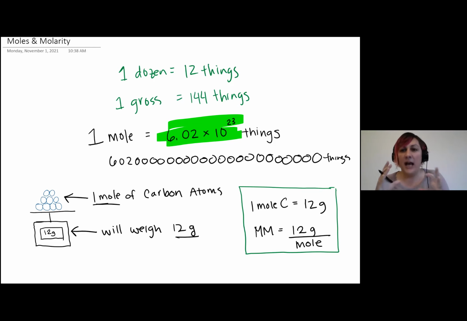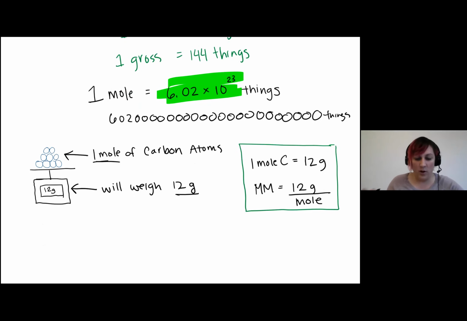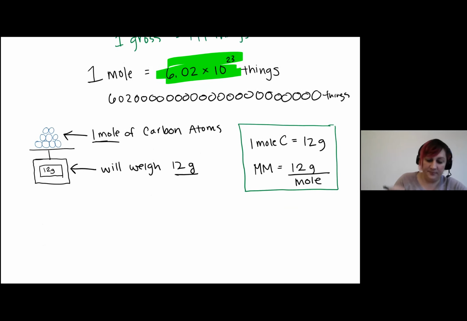And so each element will have a different mass because they have different numbers of protons and different numbers of neutrons. And so we can weigh a pure substance and then know how many atoms we have because we can relate the number to a mass. And so this is what we call the molecular mass or the molecular weight.